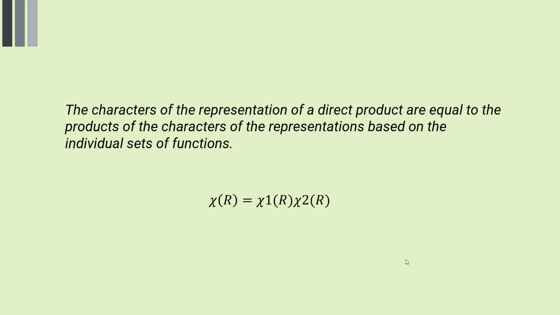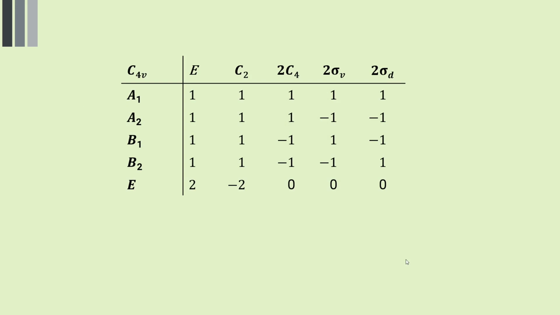For example, to begin with, we will take the character table for point group C4v. C4v has a typical set of elements E, C2, 2C4, two vertical planes, and two diagonal planes, and the irreducible representations of that particular point group are, as you can see, A1, A2, B1, B2, and E. We know that A1, A2, B1, and B2 are one-dimensional irreducible representations, while E is a two-dimensional irreducible representation. Now, what happens when we multiply the characters?